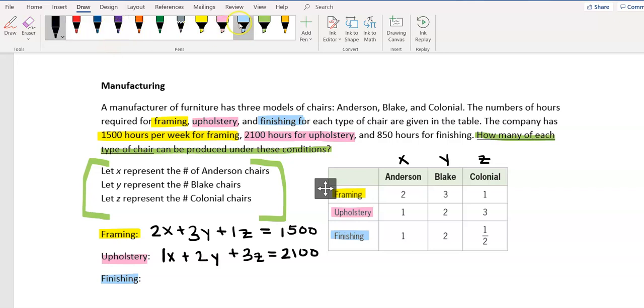And then last but not least, we have the finishing. So the finishing is 1 hour per chair on Anderson, 2 hours per chair for Blake, and a half hour per chair for Colonial. So I'm going to write 1 times X plus 2 times Y plus 1/2 times Z, and that would equal the amount of time that the company has to spend on finishing, which is 850 hours. So that's going to equal 850.